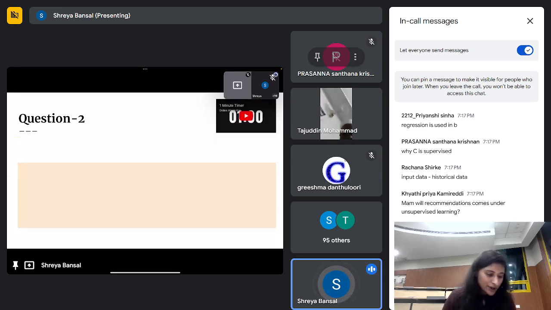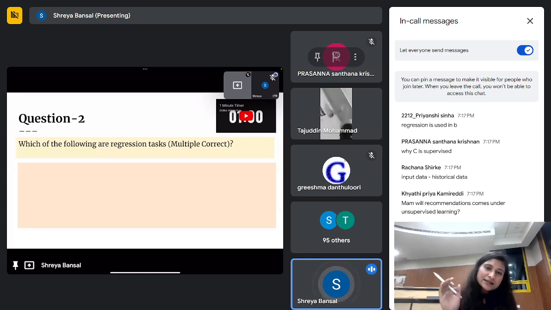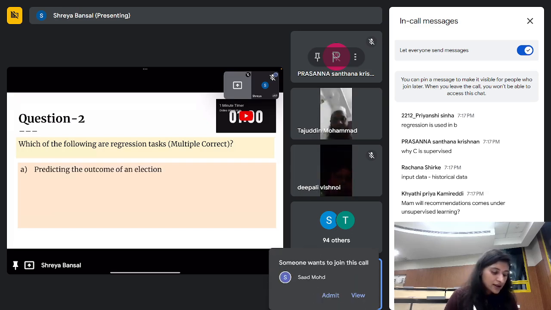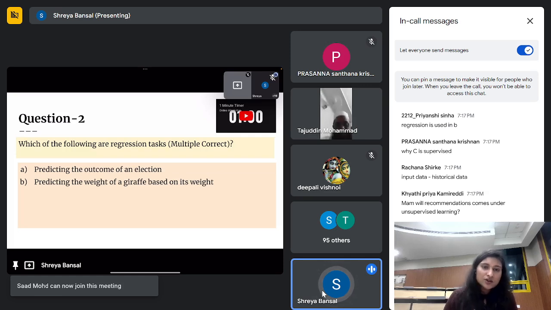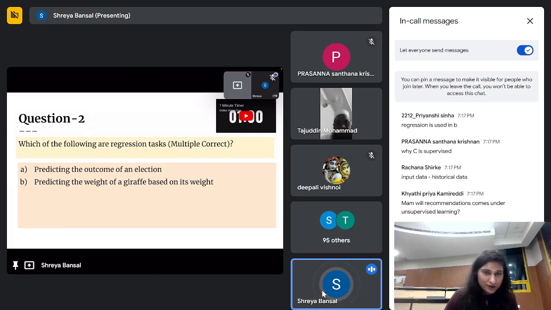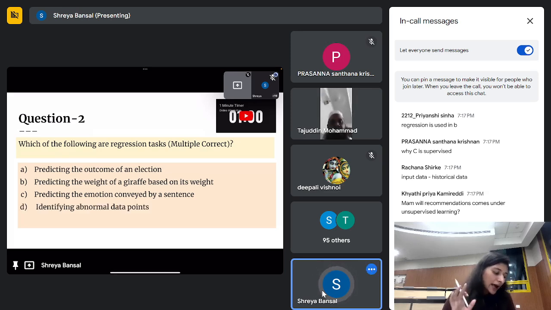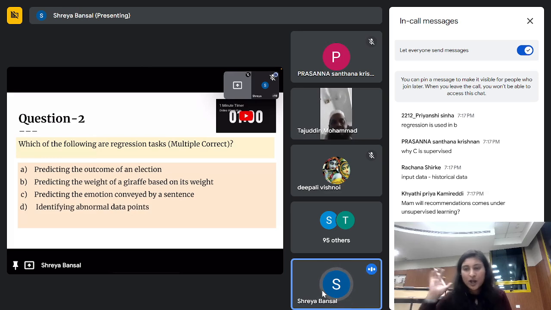Question 2 is the same kind of task. Some tasks are given to you, and you have to find out which of the following are regression tasks. First is the prediction of the outcome of an election. Second, predicting the weight of a giraffe based on its features. Sorry, I made a mistake in writing the weight. Third is prediction of an emotion conveyed by a sentence. And last is identifying abnormal data points. So which tasks are related to regression?